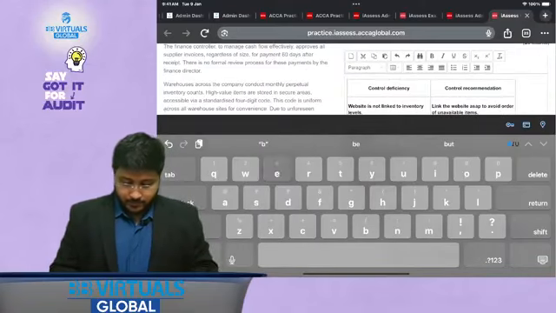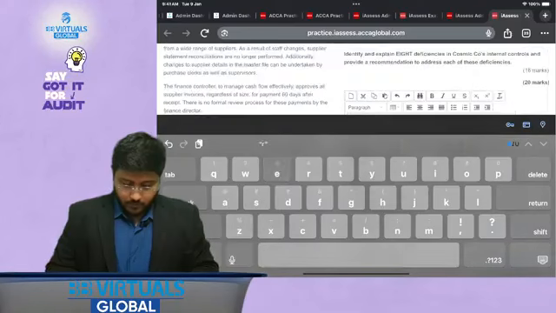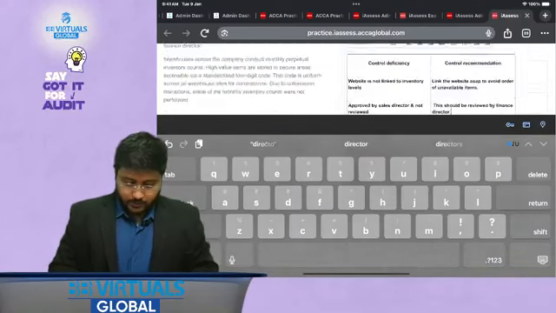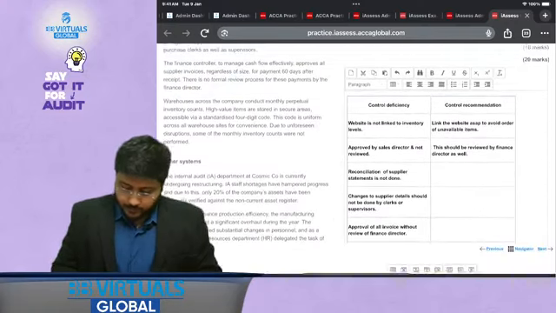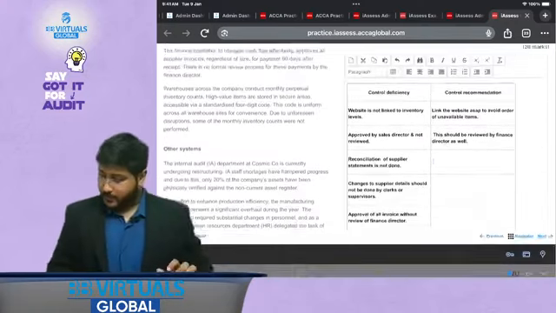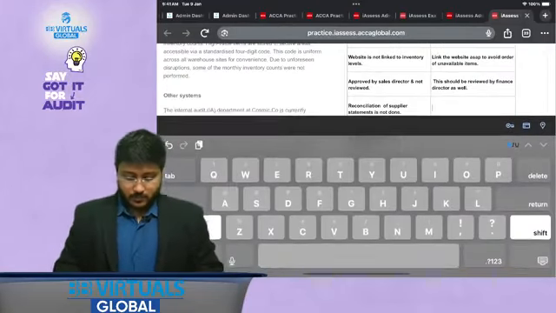This should be reviewed by finance director. This should be reviewed by finance director as well. I'm writing in a little short, right? Okay, now reconciliation of supplier statement is not done.